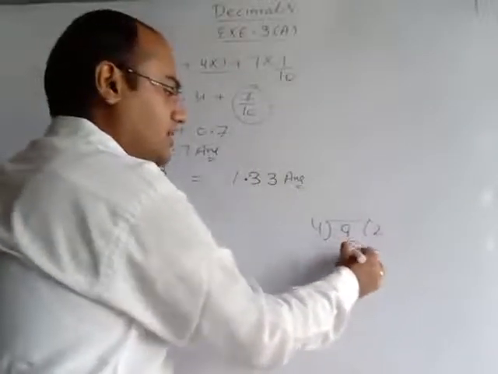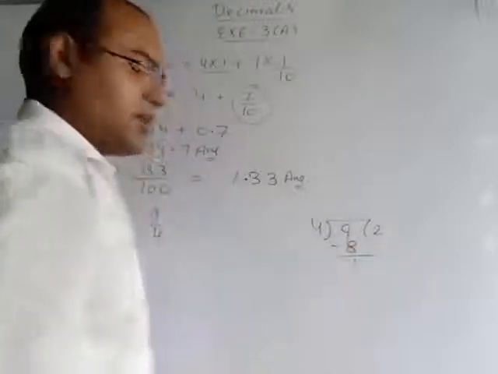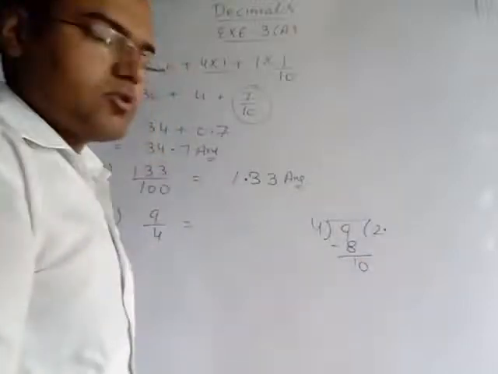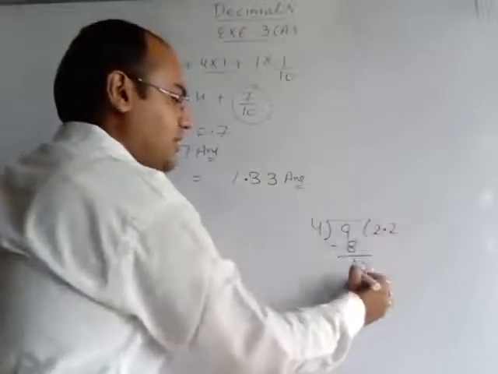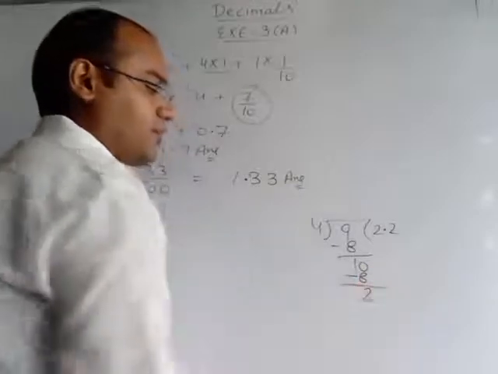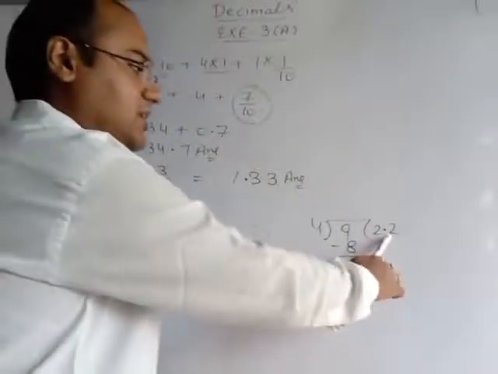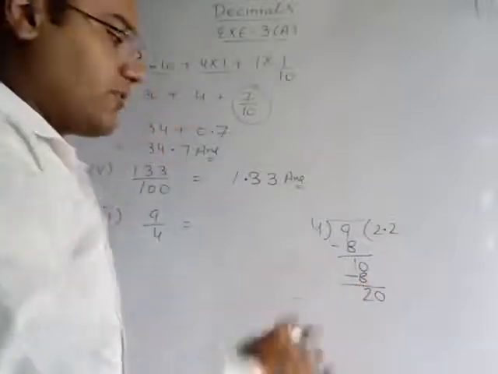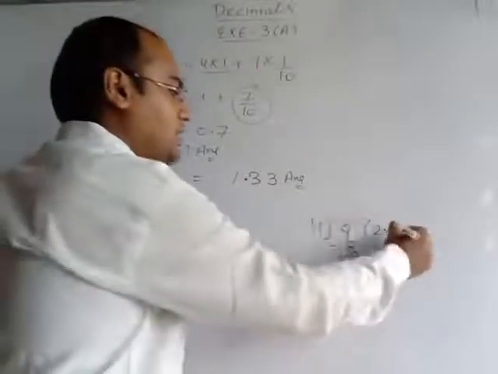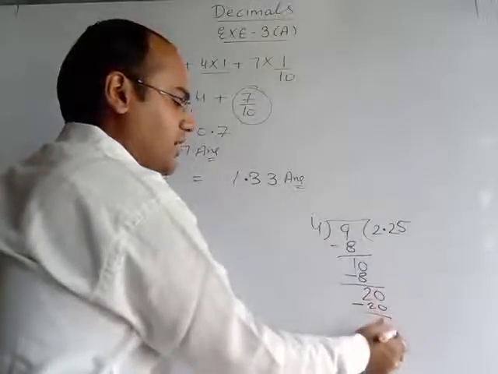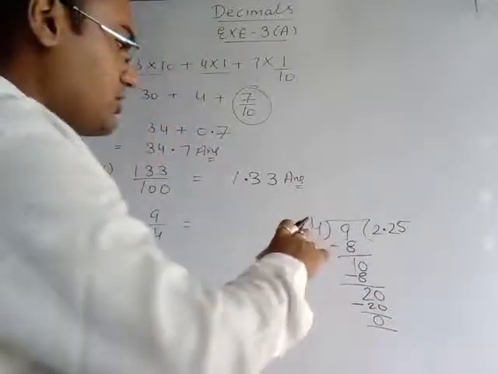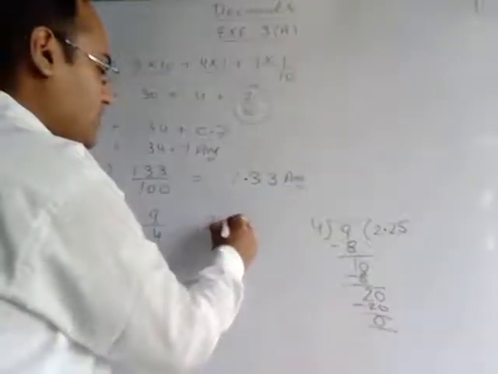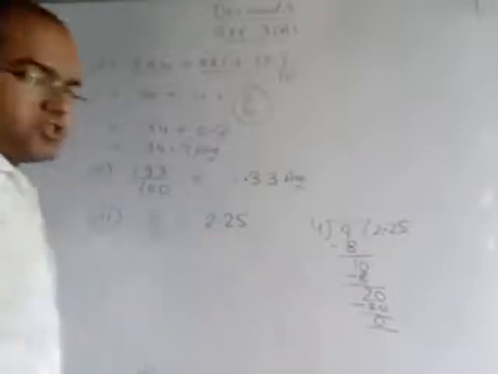4 twos are 8. On subtracting it, the remainder will be 1. Now we will put the point and add a 0 here, making 10. Now 4 twos are 8. On subtracting it, the remainder will be 2. Since the decimal is there in the answer, we will take 0 from our side, making 20. 4 fives are 20. On subtracting it, the remainder is 0. So on changing this fraction into decimal, we get 2.25. So this is the first method.